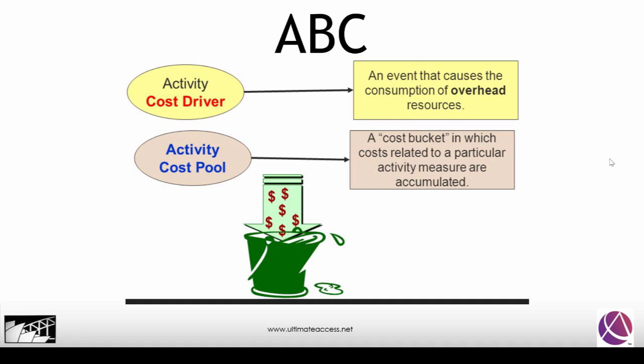So within ABC we have the cost driver. These are the events that cause the consumption of overhead resources. And we have the cost pool, which is basically a bucket where we accumulate costs related to a particular activity, and we're able to measure and accumulate them in this particular location.